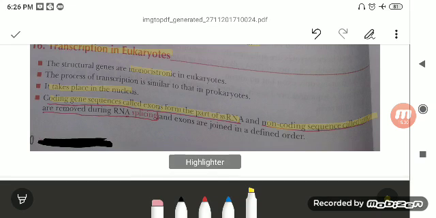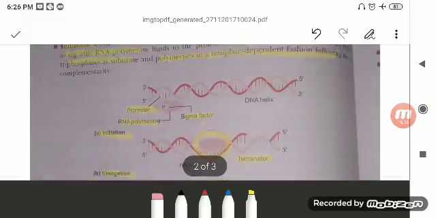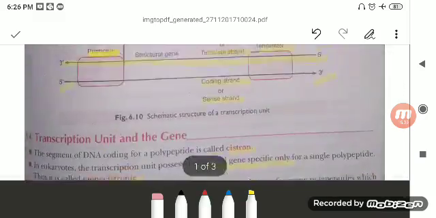Fine. So this is about the prokaryotic transcription as well as the eukaryotic transcription.